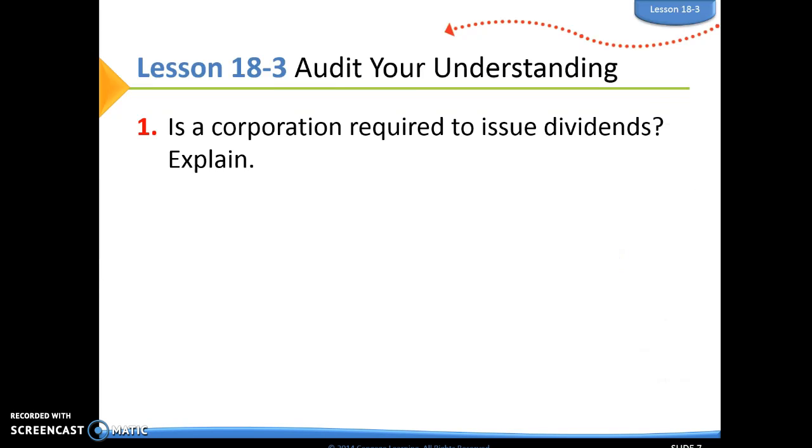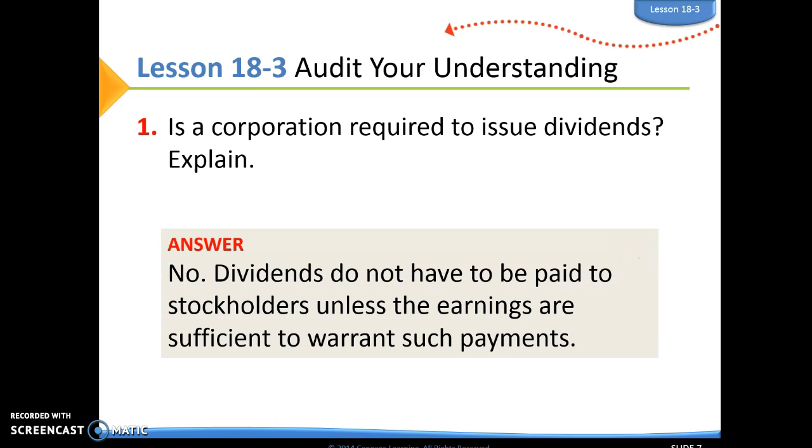Okay, let's look through our audit your understanding. You should be looking for these answers as we go through them. Number 1, is a corporation required to issue dividends? And then explain your answer. So no, dividends do not have to be paid to stockholders unless the earnings are sufficient to warrant such payments.